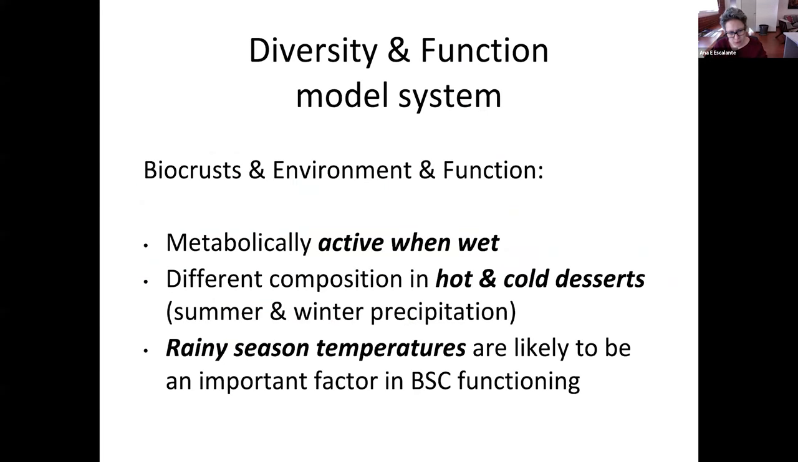And I want to tell you a little bit more about the relationship between biocrusts, their environment, and function. Biocrusts are metabolically active only when they're wet. They're different in composition when you look at the hot and cold deserts. The hot deserts receive rain during summer, and the cold deserts receive rain during winter. So that means that when biocrusts are metabolically active, they experience different temperatures. So rainy season temperatures are likely to be an important factor in biocrust functioning.